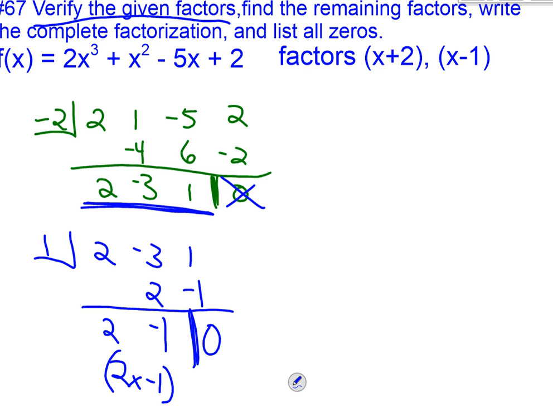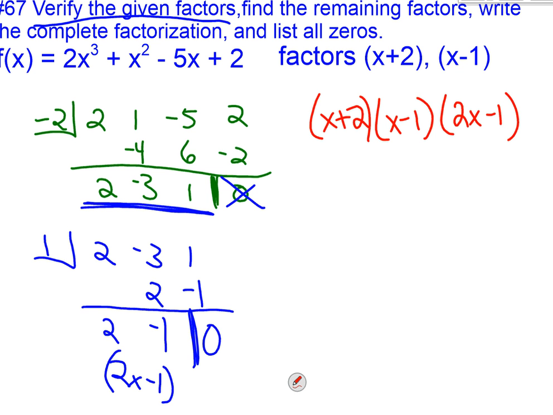So there's my verifying. I just did that. So that was verify the given factors. Then I'm going to find the remaining factors. I did that because there was just this one extra factor. And I'll write the complete factorization: x plus 2, x minus 1, and 2x minus 1. Remember for that negative 2, we had been told the factor was x plus 2, and then we used negative 2 to divide.